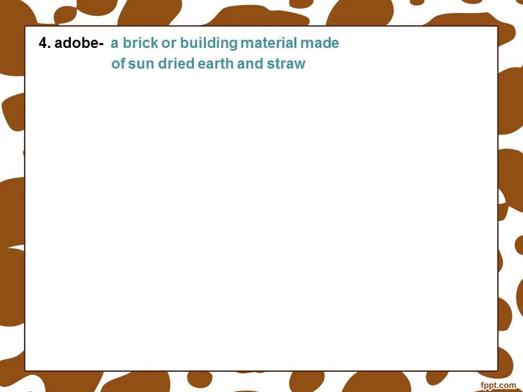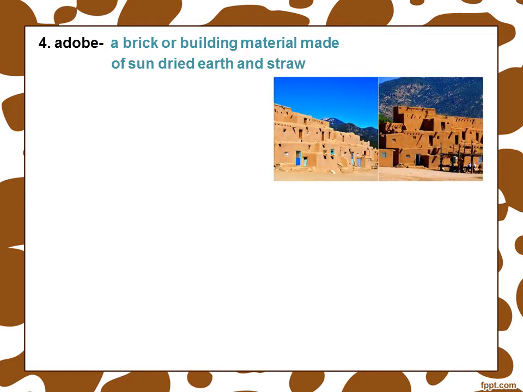Number 4, we have adobe. It is a brick or building material made of sun-dried earth and straw. Okay, this is how it looks like, Grade 5. And adobe houses are also known as pueblos, and these houses are multi-story, made of adobe, as I've said, which is a clay and straw baked into hard bricks or of large stones cemented together with adobe.